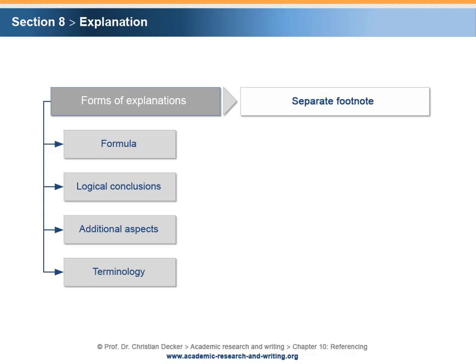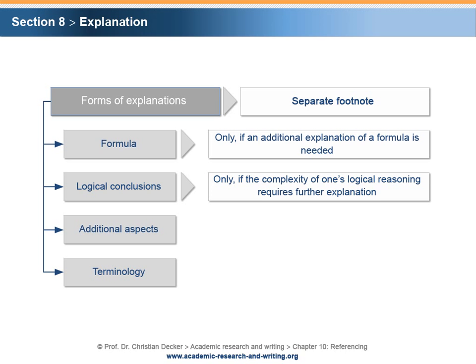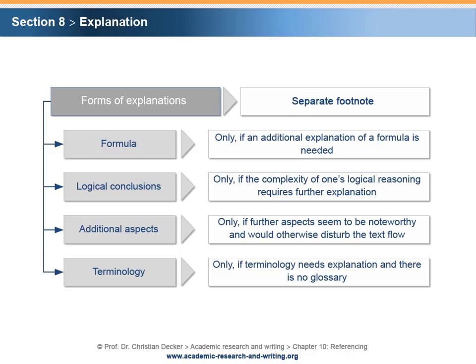The explanation of a formula is only referenced if an additional explanation of the formula is needed. A logical conclusion is only referenced if the complexity of one's logical reasoning requires further explanation. Additional aspects are only referenced if further aspects seem to be noteworthy and would otherwise disturb the text flow. Terminology is only referenced if it needs explanation and the research paper does not include a glossary as a structural element.